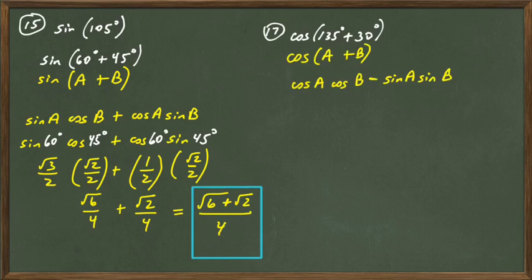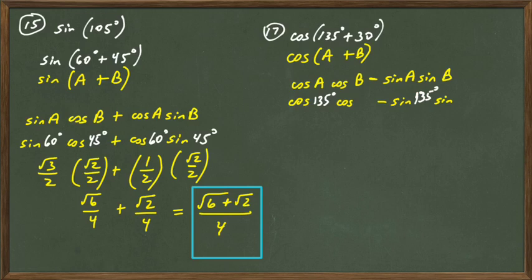Hopefully everybody's making a note card with all these identities. I most likely will let you use them on some of the upcoming quizzes. Now here is an identity for cosine of A plus B on 17. We just need to fill in what A and B actually are. So A happens to be 135 degrees.